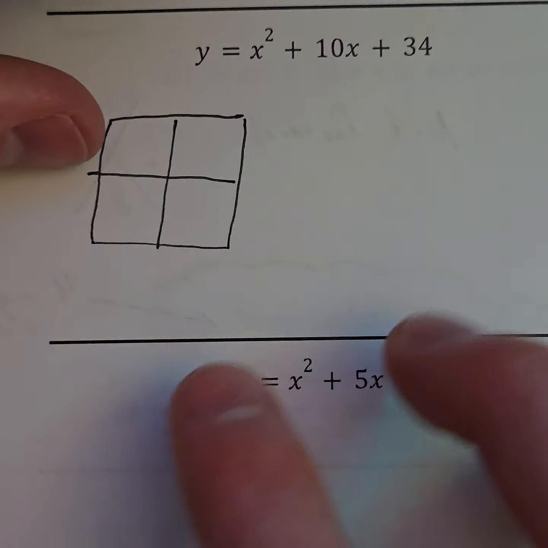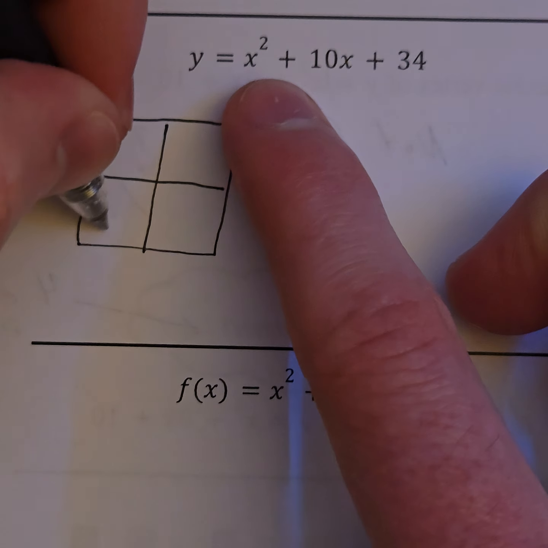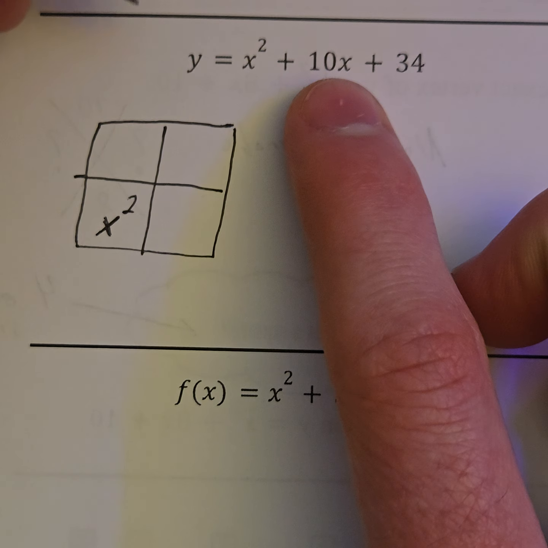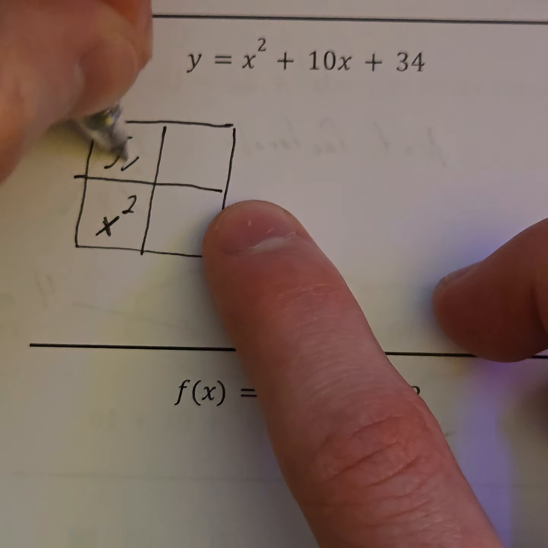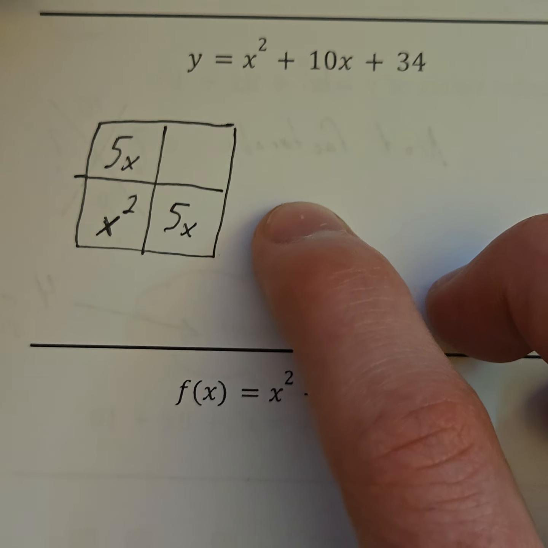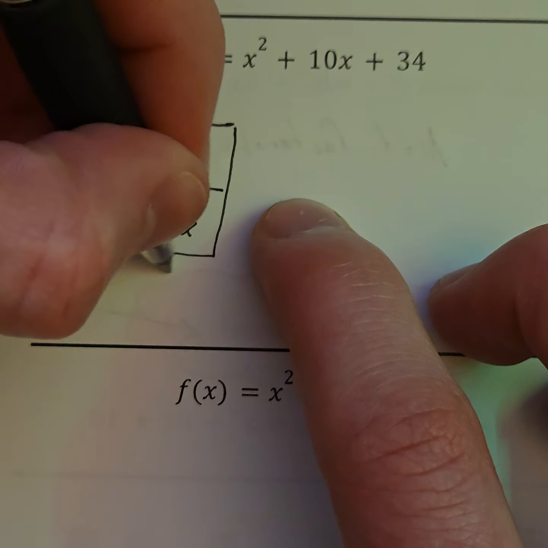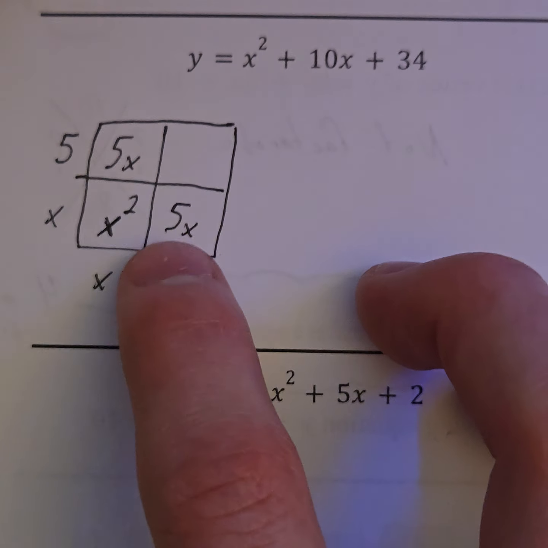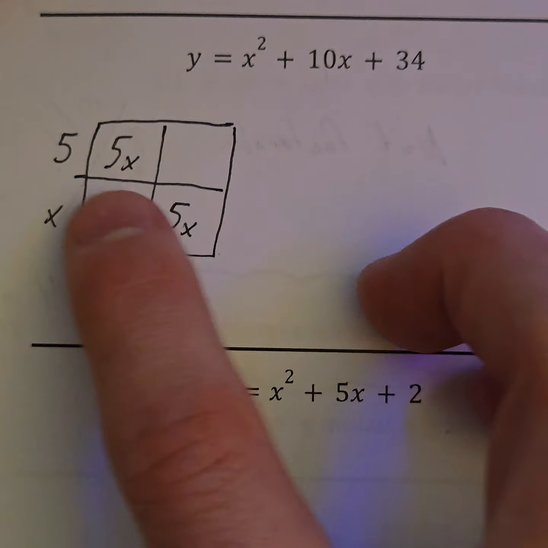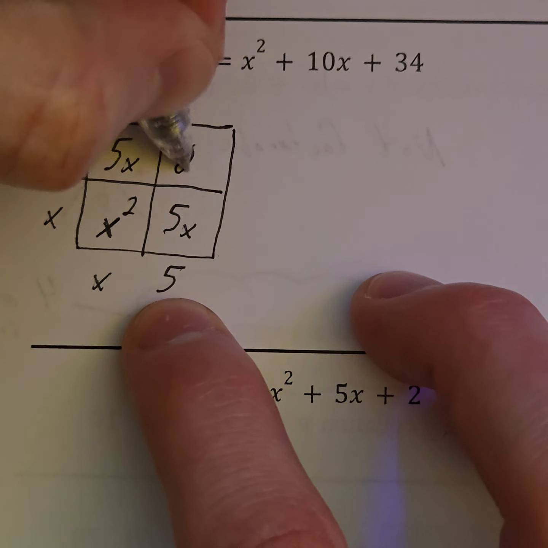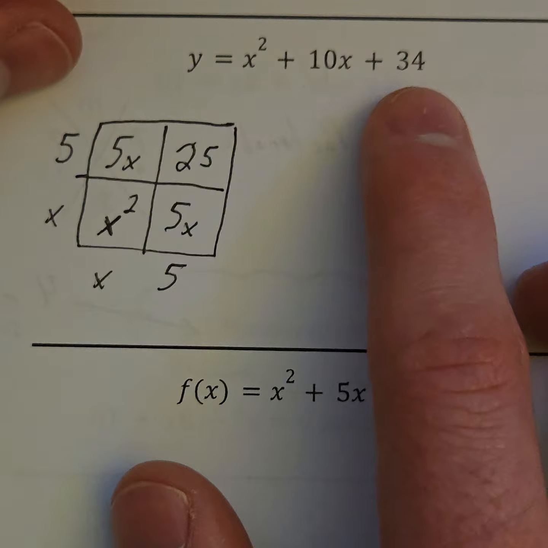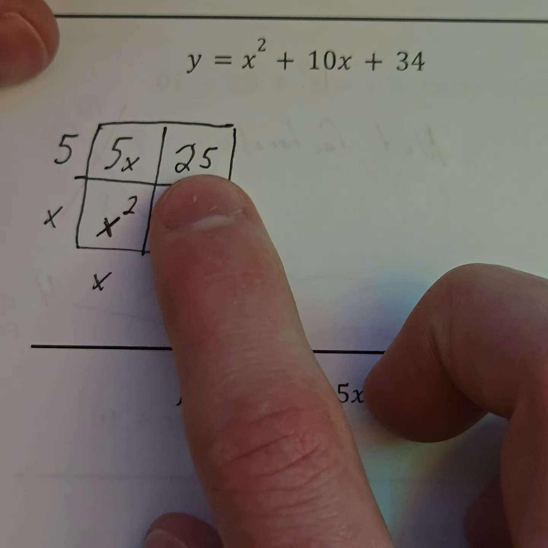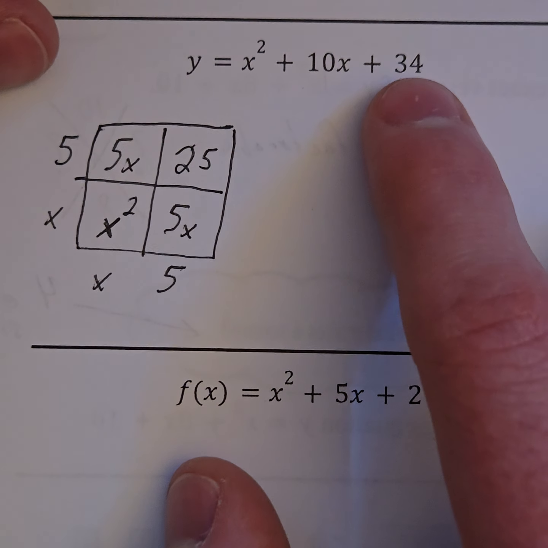So first step, make your box just like normal. Put your x squared where it goes. 10 x's. If I want to split that up equally, I'm going to have 5 and 5. 5x and 5x. So my square is going to be x plus 5 times x plus 5. It's just whatever these numbers are here and here. 5 times 5, the number that would go here is 25. Again, don't be writing the 34 there. You are writing whatever the number would be. So 25.